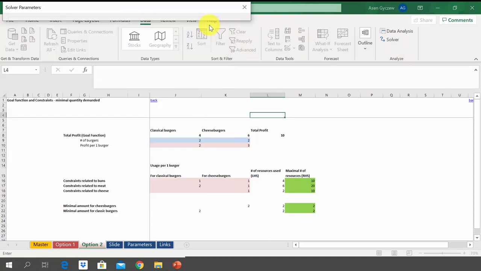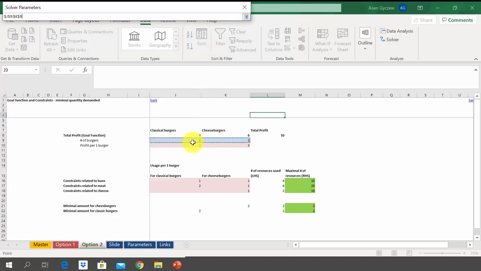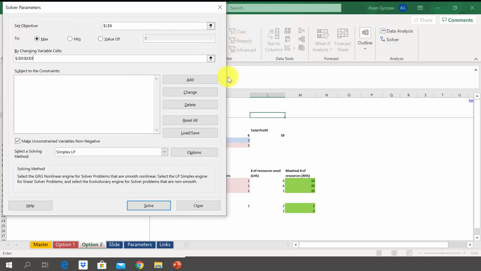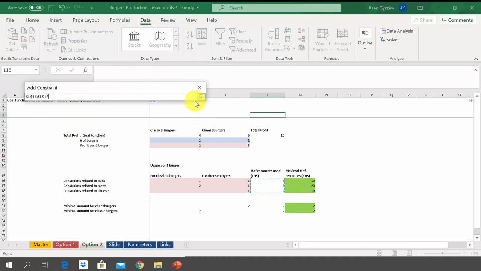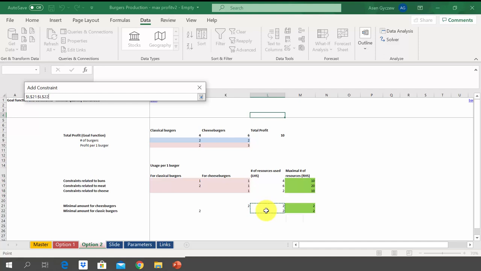So first we have to set the objective. Our objective is the total profit. So we select L8. We want to maximize it, therefore we have picked this option. Then we want to do it by changing the number of burgers. So our variables will be here, J9 and K9. Finally, we have to add the constraints. So first we add the first constraints, the left-hand side, the right-hand side, exactly as we did in the original problem. Since we have a second group of constraints, we press add and we pick them from here. So the left-hand side and the right-hand side.